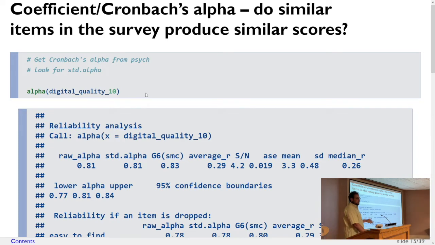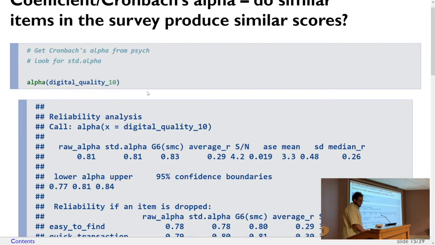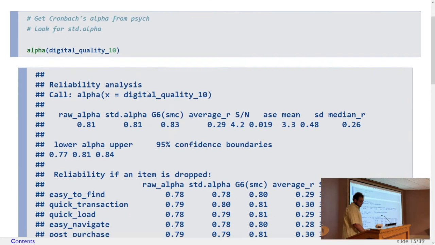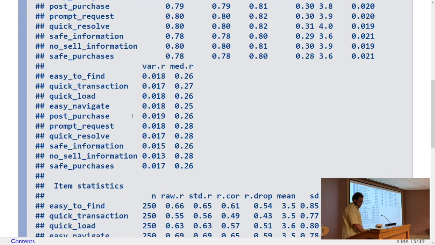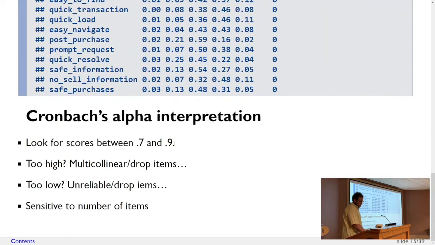So the more items you have, chances are you're going to get a higher Cronbach's alpha. So this helps standardize and adjust for that. And we have a standardized alpha of 0.1. And I'll just keep scrolling here. Anything between 0.7 and 0.9. If it's higher, you might have too many items that are multicollinear, so you can drop something. If it's too low, then that means that things aren't reliable. So drop items or rewrite them, do what you have to do.